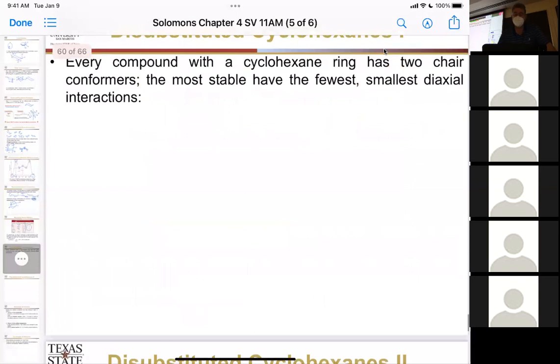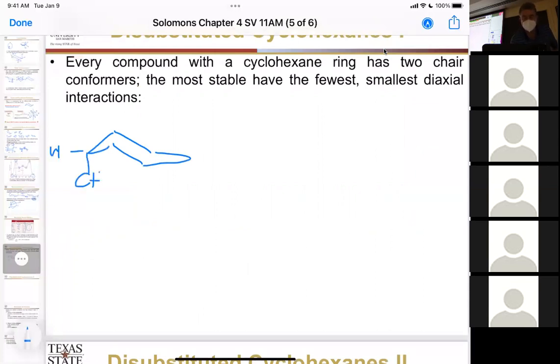Okay, well, what if you have two things on the ring? Well, if you have two things on the ring, you have to figure out which one's which, right? So let's do a dimethyl first. So we're going to draw our two lines here, have that, have this here. And I'm going to do hydrogen here, methyl group here. Then I'm going to do hydrogen here and methyl group here. Okay, so in this position, we have one methyl group in the axial position and one methyl group in the equatorial position. And if we flip this back and forth, what's going to happen?